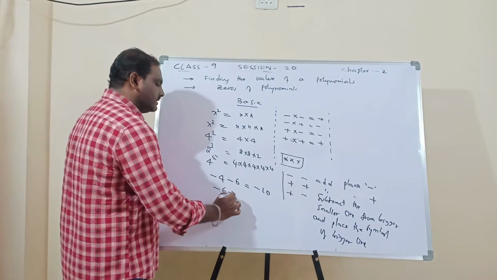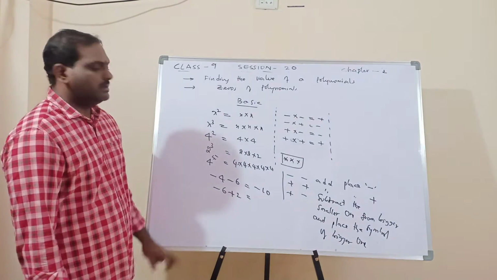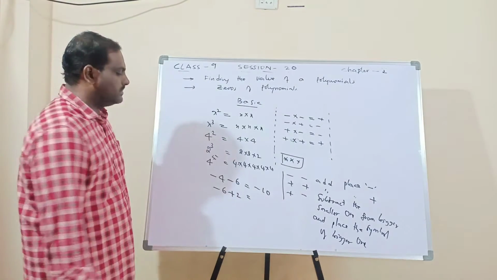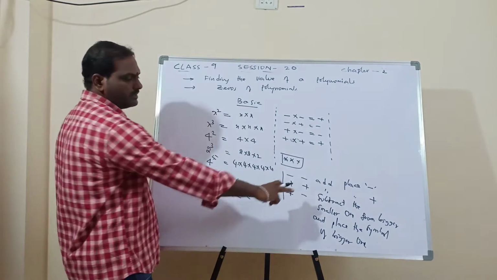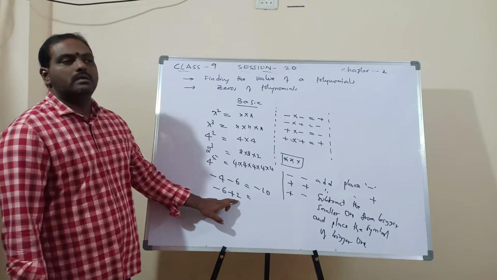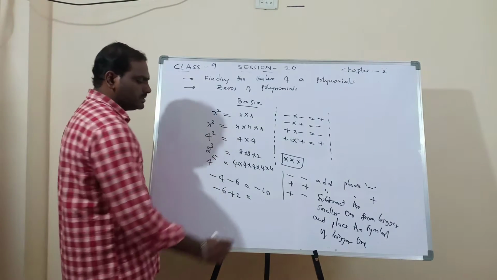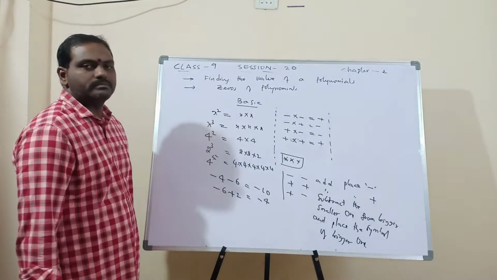Minus 6 plus 2 is there we got. What you will do? Minus 6 plus 2. 1 plus 1 minus is there. What you have to do? Subtract the smaller number from bigger number. Smaller number is 2. Bigger number is 6. So 6 minus 2, it is 4. And place the symbol of bigger number, minus 4.